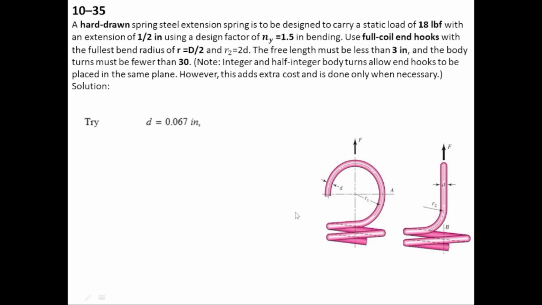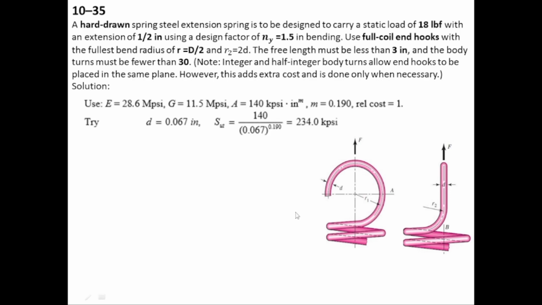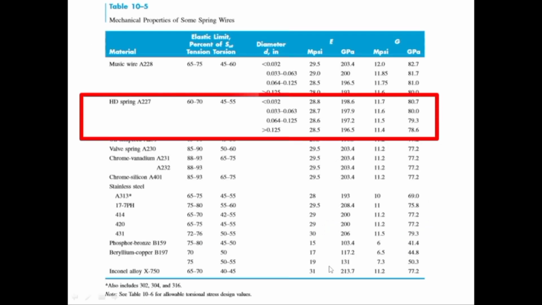So putting these values in the formula, SUT is equal to A divided by d to the power m, and we will get ultimate tensile strength to be 234 kpsi. These two values are taken from table 10.5. This is the hard-drawn wire for which these are the values of E and G. Since we consider d is equal to 0.067 inches, which is in this range, E will be 28.6 Mpsi and G will be 11.5 Mpsi. So note down these values because they will be needed in the design of the spring or problem solution.